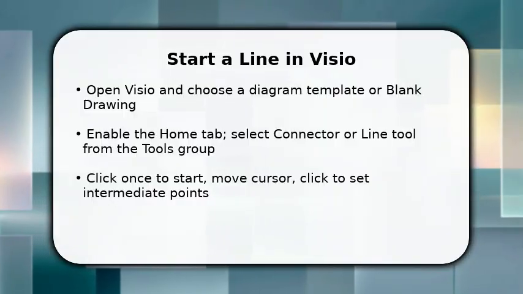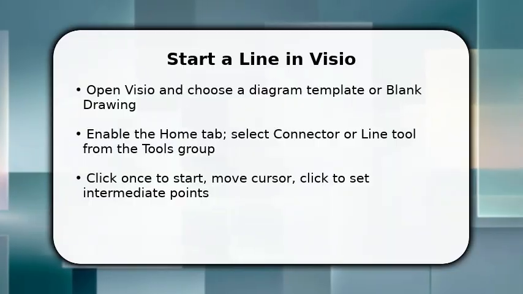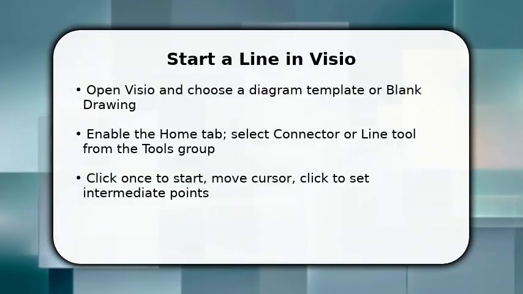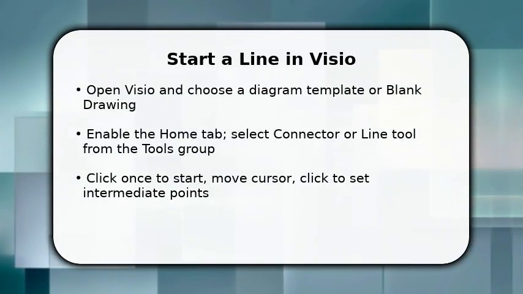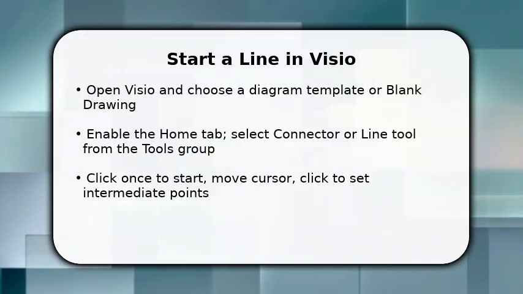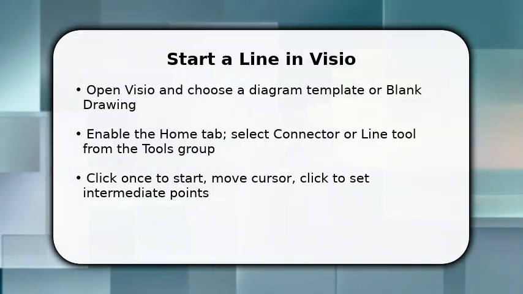You begin by selecting a diagram template or blank drawing so shapes align with your goal. Once done, switch to the Home tab and pick the Line or Connector tool. This choice affects snapping and routing.